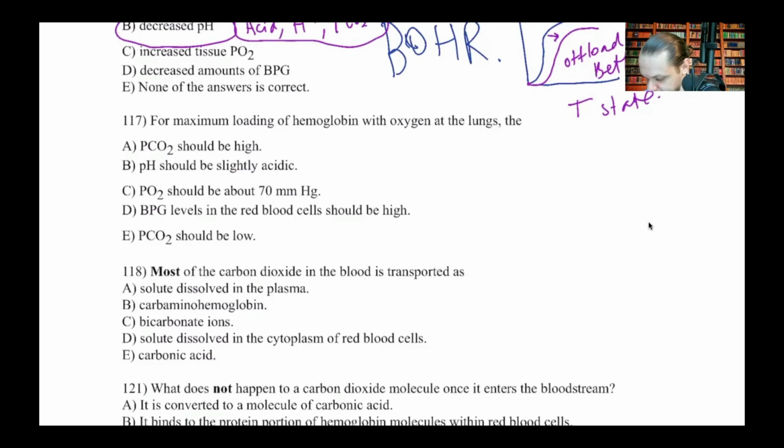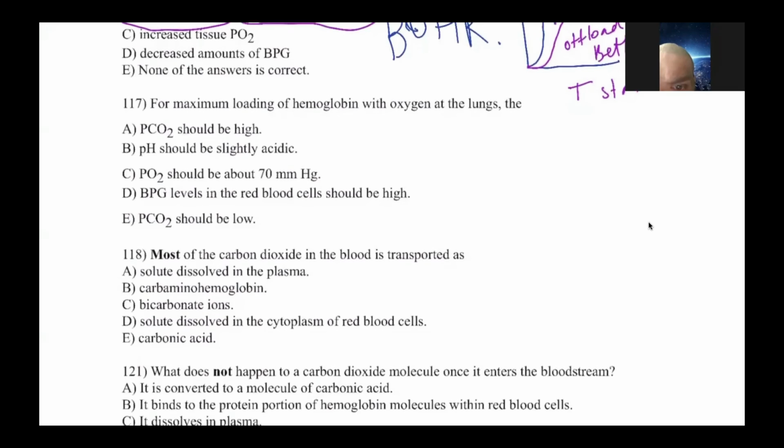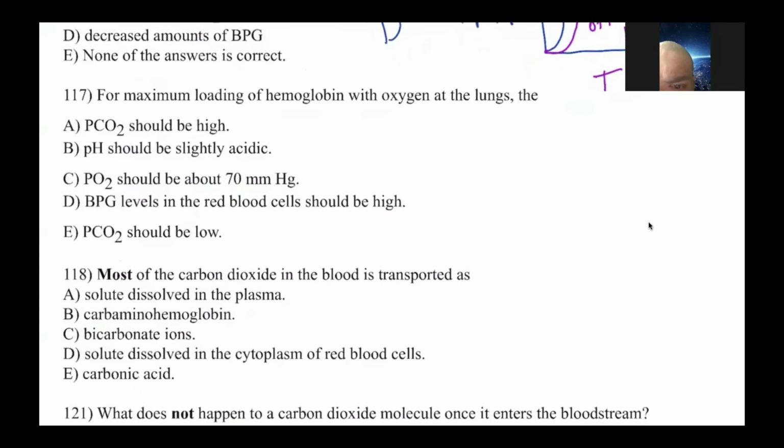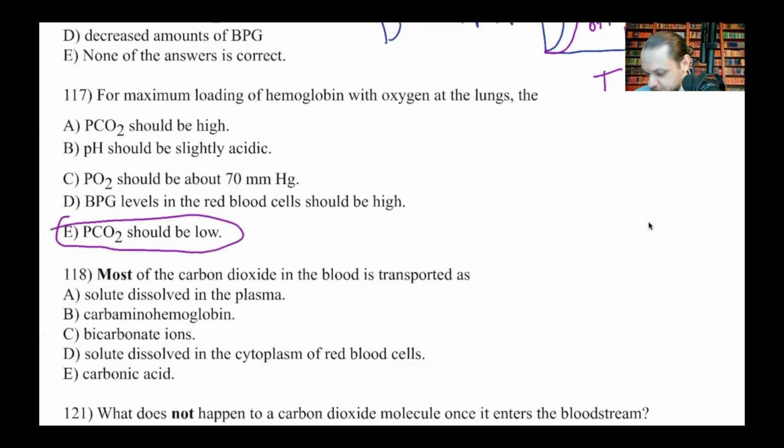117. For maximum loading of hemoglobin with oxygen at the lungs. Sorry, hold on. I'm having trouble. Hard time seeing there. I'm going to go with E. PCO2 should be low. Yeah. So that is correct.